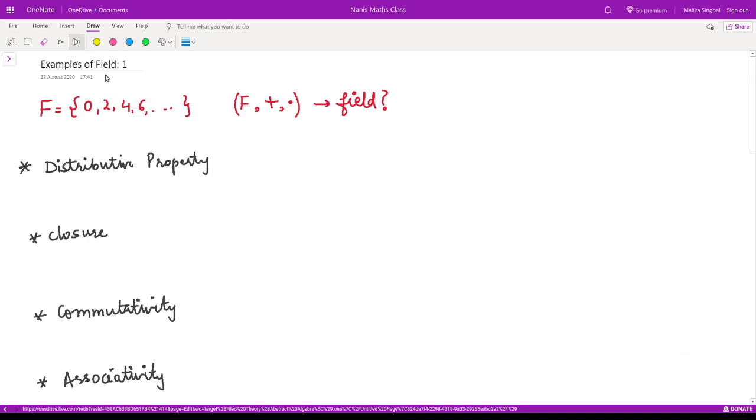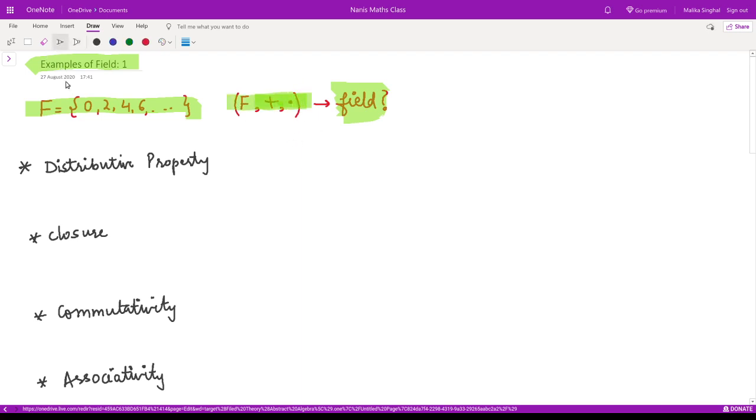In this video we are going to see examples of fields. So let us look at this set F, which is given to be non-negative even integers, right? We need to determine whether this is a field or not under the operations of addition and multiplication, right? So let us get started.